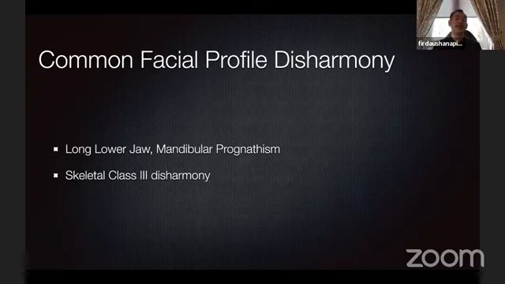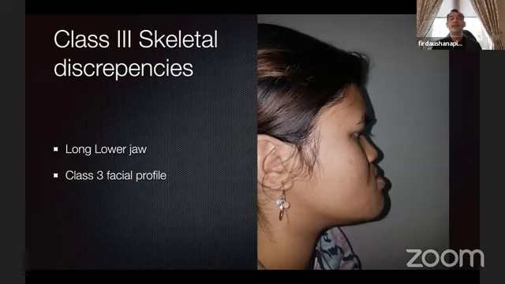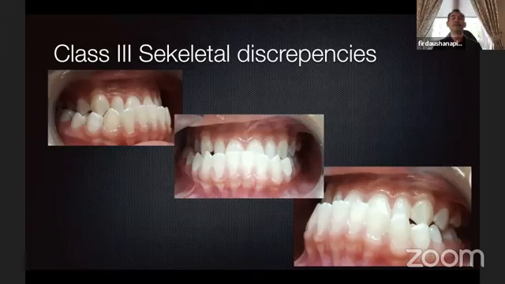The common facial profile disharmony, as very extensively discussed by Dr. Kati, is the long lower jaw, where we have mandibular prognathism and skeletal class 3 disharmony. A case like this, as you can see here, is a very big discrepancy, with a long lower jaw and a class 3 facial profile. This is one of the cases that we have treated. If you see something like this in your practice, send it straight to the surgeon.